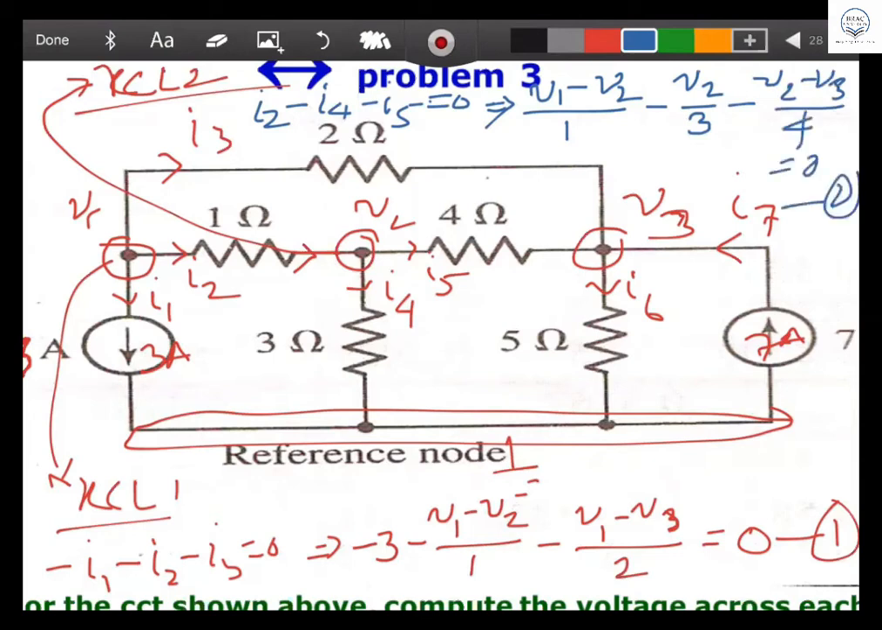So equation number 1 and equation number 2 you got. You need another equation because there are 3 unknowns, V1, V2, V3. So another equation is KCL 3. Any question, please? Somebody want to ask a question? I'm going to delete KCL 1. I'm going to write KCL 3 here.